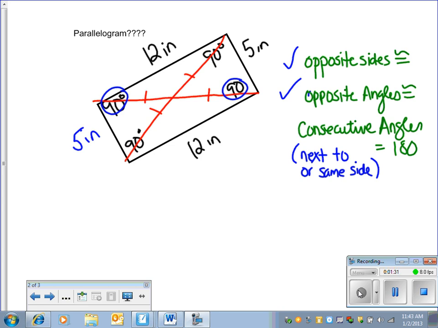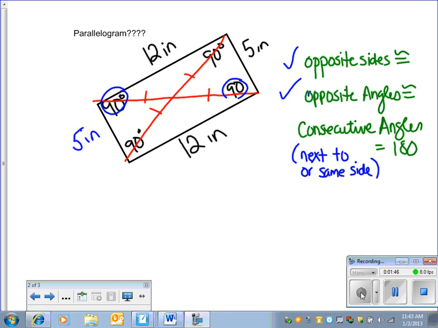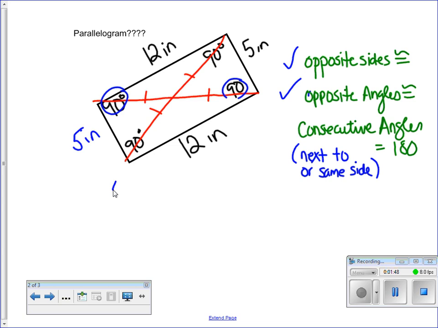Well, what's consecutive? Right next to or on the same side. So let's look at this. Here's 90. What is 90 right next to? 90. And they do add up to 180. Let's check the other one out. Okay, we have 90 here and we have 90 here. They're right next to each other, and they add up to 180. So I will say that checks out that consecutive angles are supplementary.